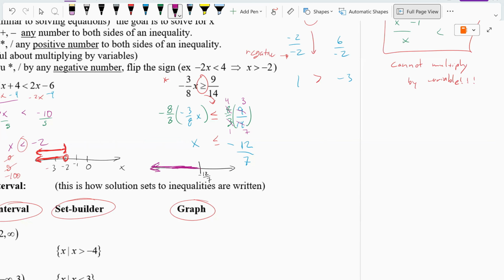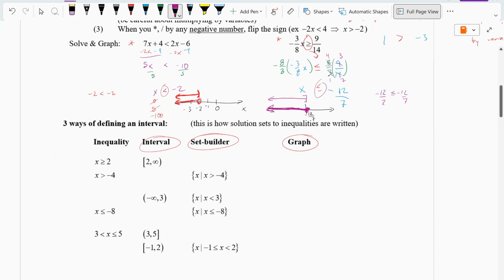Okay, and then do I use an open circle or a closed circle? Closed circle if it has the equal sign under it, because -12/7 is equal to -12/7, which means it's also less than or equal to itself. Okay, or I guess it accepts brackets on the Alex homework system. Any questions about that?